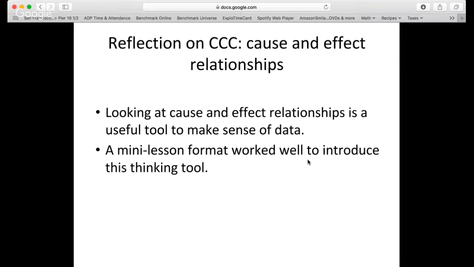What I have found from trying out this subtle shift was that using the cross-cutting concept of cause and effect relationships is a really useful tool for the practice of analyzing data. Once you've introduced this mini lesson, you can refer back to the "so" sentence scaffold and the T-chart to cue kids into this kind of thinking.